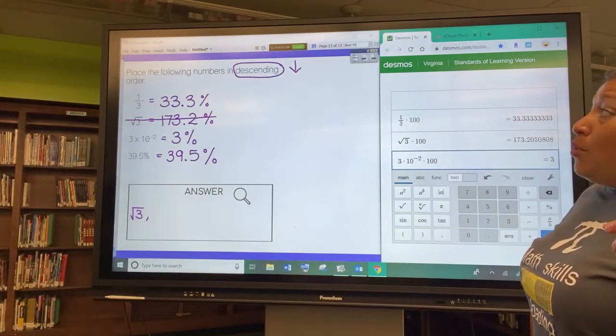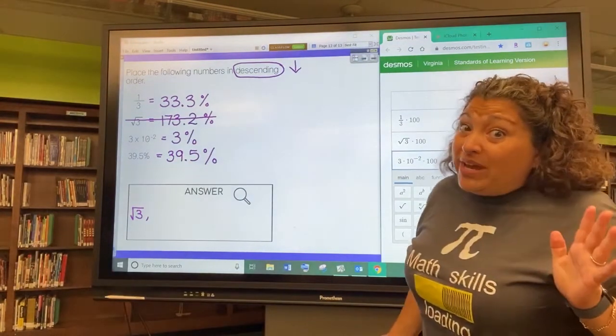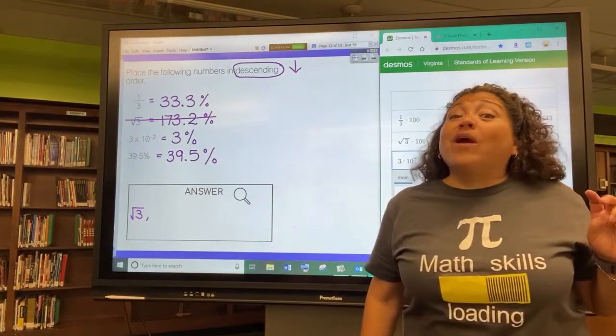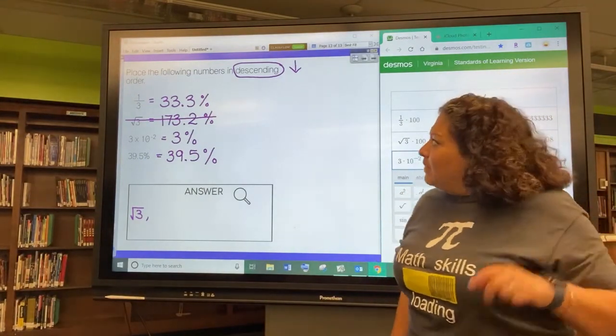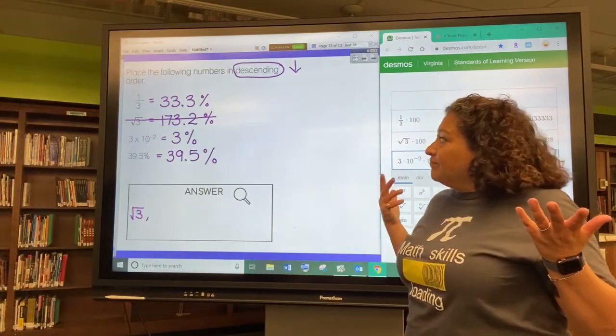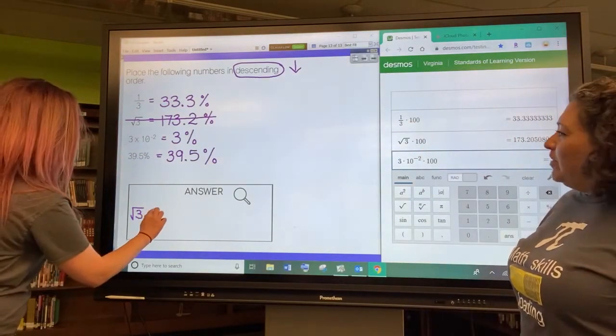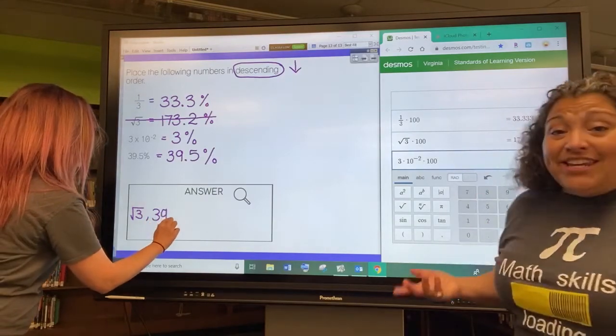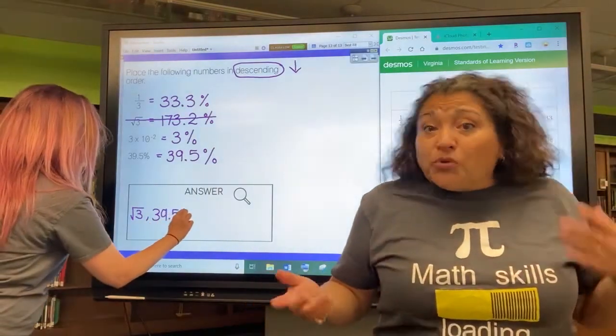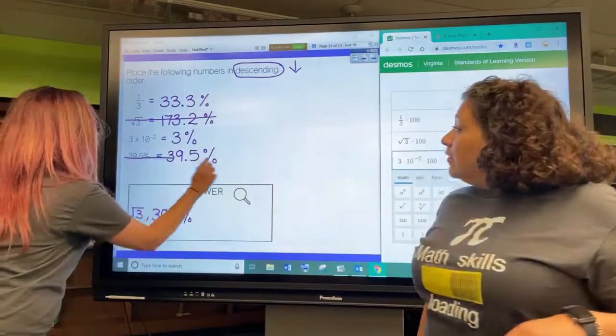Yep. 33.3%, 3%, and 39.5%. Ms. Benson, which one do you think goes next? So the biggest of those 3 is 39.5. So that would be the one that goes next. And we're writing it in original form. It started as a percent. That's what we're going to write down.